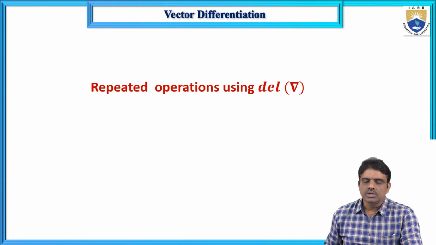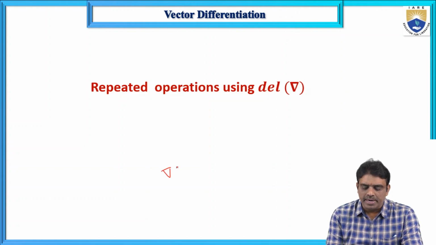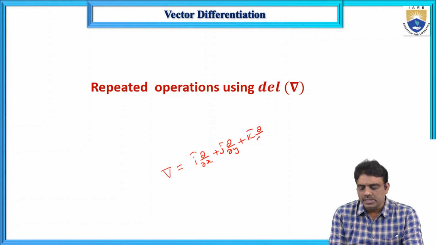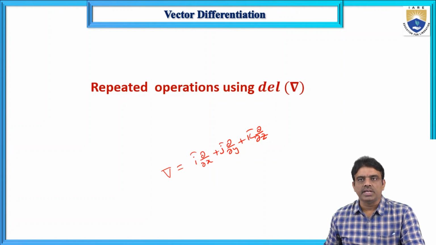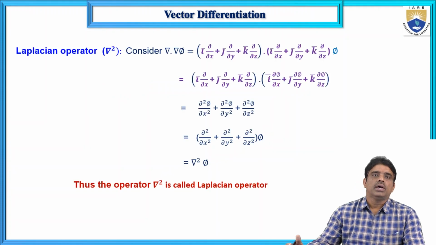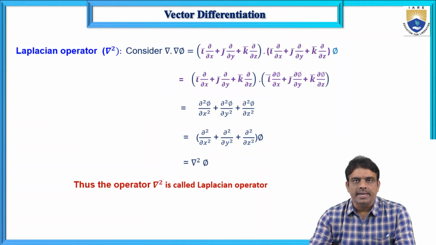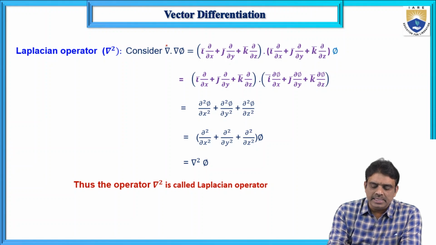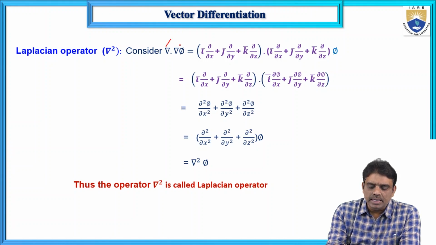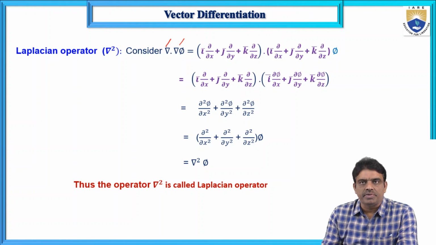So in this video, I would like to share my concept on repeated operations using the operator del. So what is del? Del is the differential operator, which is i bar dou by dou x plus j bar dou by dou y plus k bar dou by dou z, and this can be applied on both scalar functions as well as vector functions. Now I want to define the Laplacian operator del square. If you consider del dot grad phi, what is del? It is a vector function. Grad phi is also a vector point function.